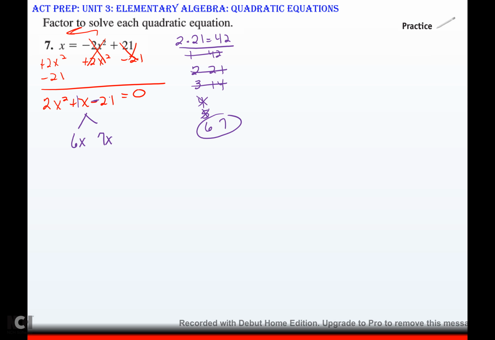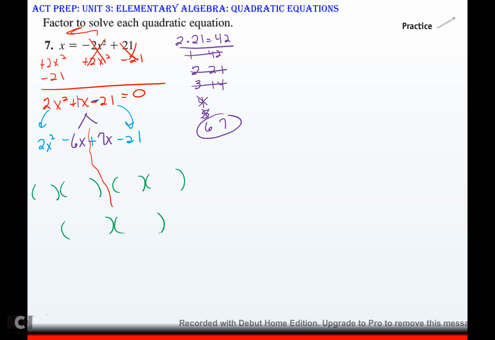Since C is negative, the signs have to be different, and bully 7 copies the middle. So 7's going to copy a plus, which means 6 has to be minus. Drop the first and the last, so 2x squared in front, minus 21 at back. We're at 4 terms, which means we move to 2 by 2. GCF, GCF, GCF again. And like I said, sometimes I'll do that.